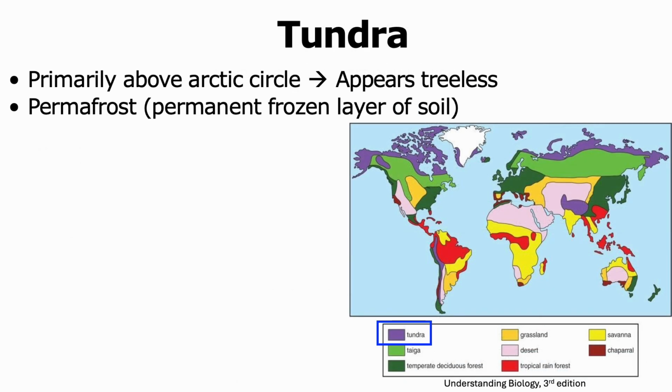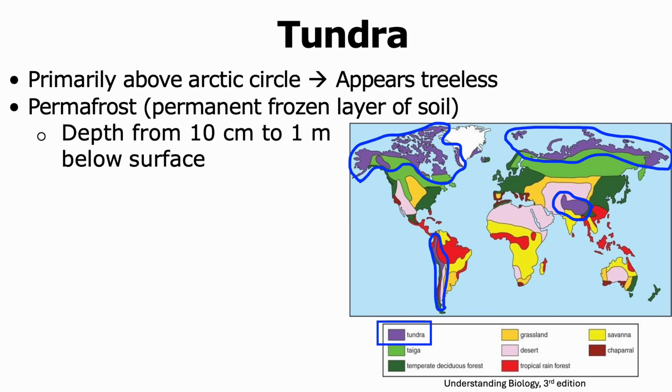The tundra biome is primarily above the Arctic Circle, where it is very cold. It appears treeless, which is how it got its name. There are tundra-like regions in places below the Arctic Circle, and these are regions with high elevations where the climatic conditions are similar to what we observe above the Arctic Circle. The tundra shows the presence of a permafrost, which is a permanent frozen layer of soil.